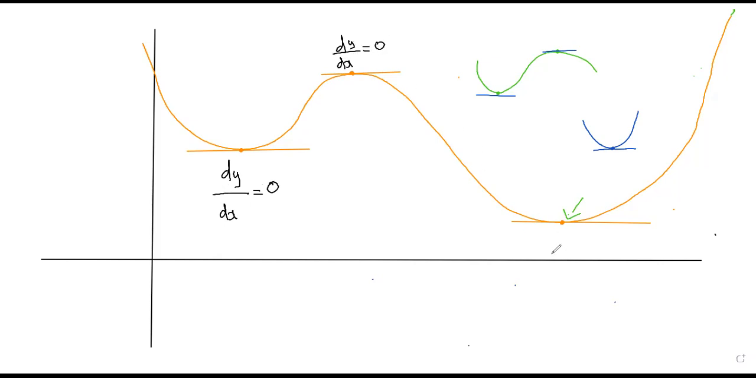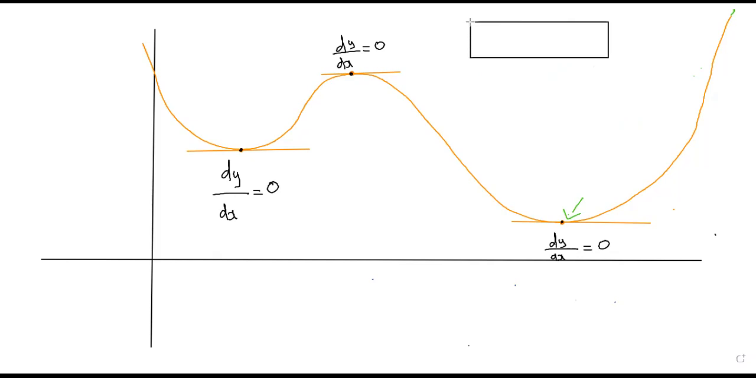Why? Because on these points, I'm talking about these particular black points, okay? On these particular black points, I am getting horizontal tangent lines. And when I say horizontal tangent lines, I mean the slope would be 0, and the slope is nothing but the derivative, okay? So always remember, if I define stationary point, I'll do it this way.